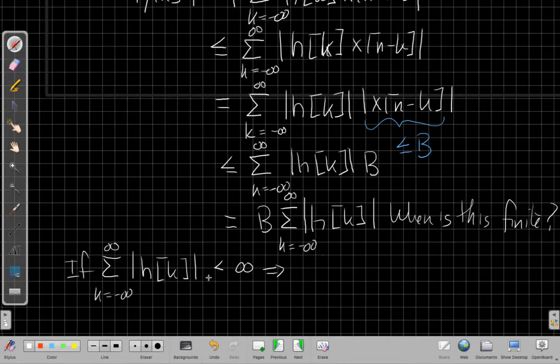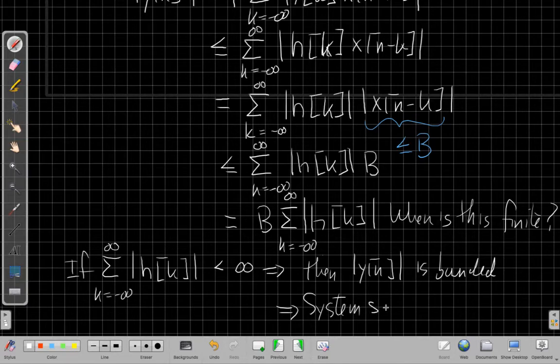Right? If the sum of h of k is finite, then what we've shown is that the magnitude of y of n, the output magnitude, is bounded. And a bounded output means that I've got a stable system. Right, so if I fill in the dots there, or connect them, every system is stable.